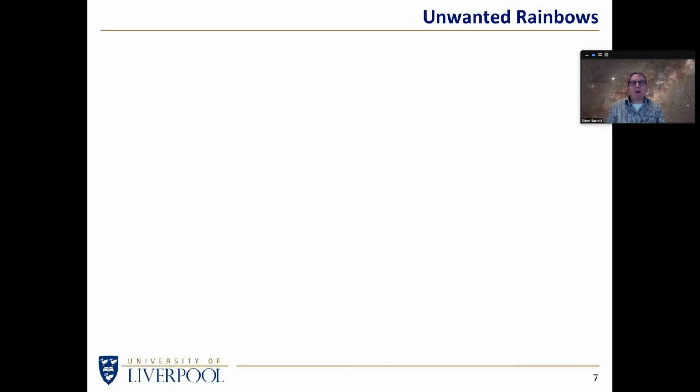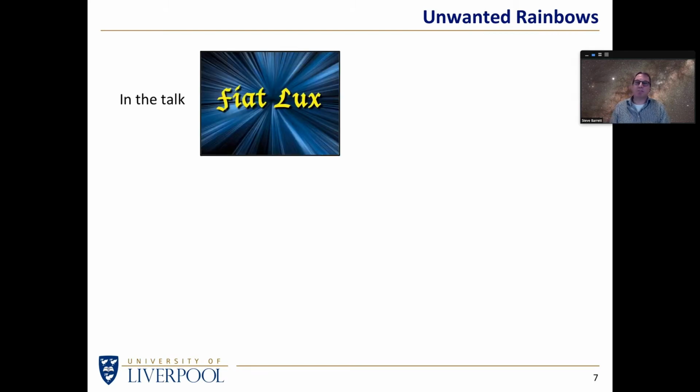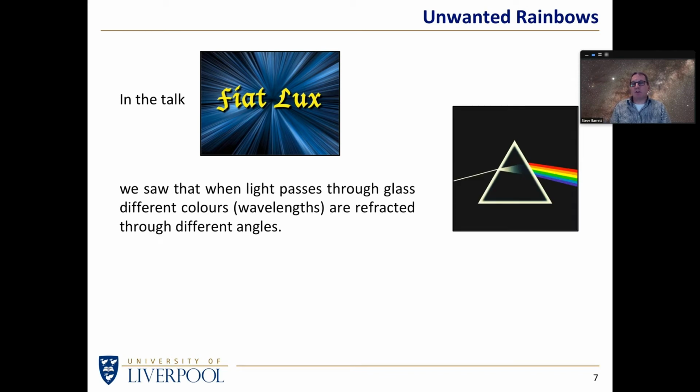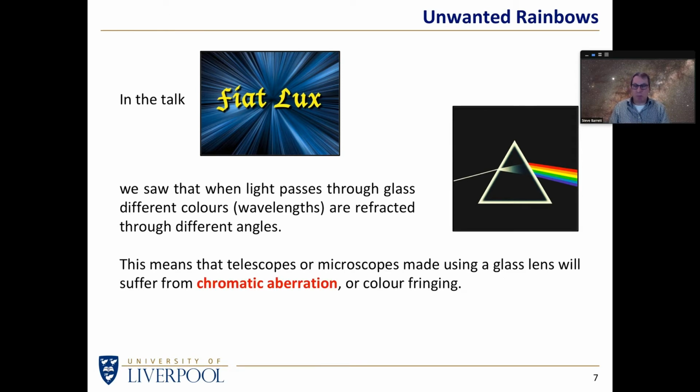So let's start by thinking about colours and then move on to thinking about other aspects of the nature of light. In the original talk, Fiat Lux, we saw that when light passes through glass, different colours, different wavelengths in other words, are refracted through different angles. This has been known for a long time, way back to the days of, well, Pink Floyd basically, if you look at this picture here. So that means that any optical instrument, whether it be a telescope or a microscope, anything made using glass lenses will suffer from colour aberration or chromatic aberration, sometimes called colour fringing.